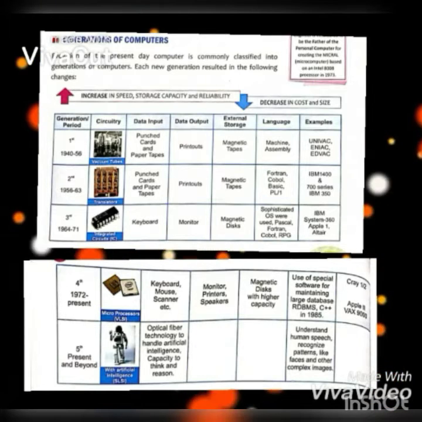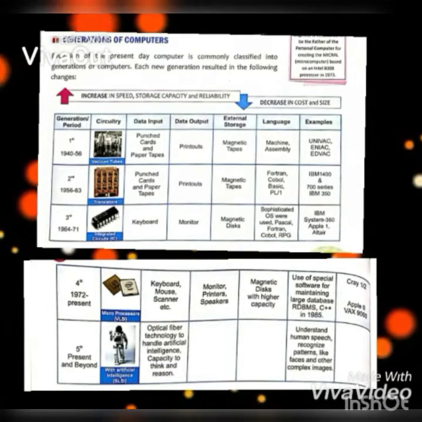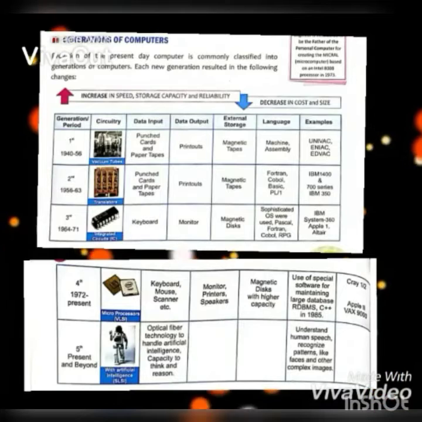With artificial intelligence, computers are able to perform tasks normally requiring human intelligence, such as visual perception, speech recognition, decision making, and translation between languages. So, fifth generation computers have got the capacity to think and reason just like humans.